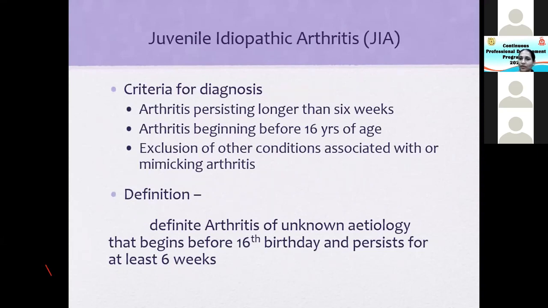Now, when we consider juvenile idiopathic arthritis, the criteria for diagnosis would be that the arthritis has to be present for about 6 weeks. And the arthritis onset should be before the 16th birthday or 16 years of age. We have to exclude any other condition that is associated with or mimicking arthritis. So it is a definite arthritis of unknown etiology that begins before the 16th birthday and persists for more than 6 weeks.